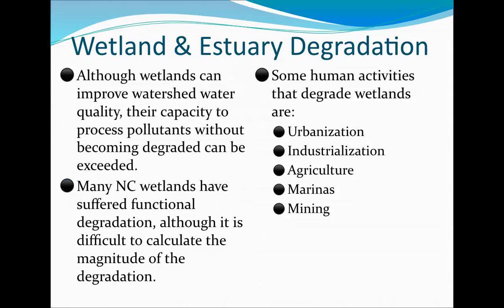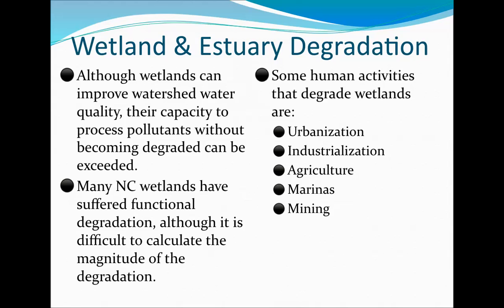Next, we're going to talk about wetland and estuary degradation. So although wetlands can improve watershed water quality, their capacity to process pollutants without becoming degraded can be exceeded. So if they cannot process those pollutants at the same rate, okay, that's not good. So many North Carolina wetlands have suffered functional degradation, although it's difficult to calculate the magnitude of the actual degradation.